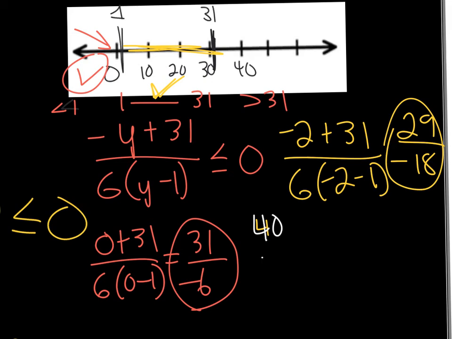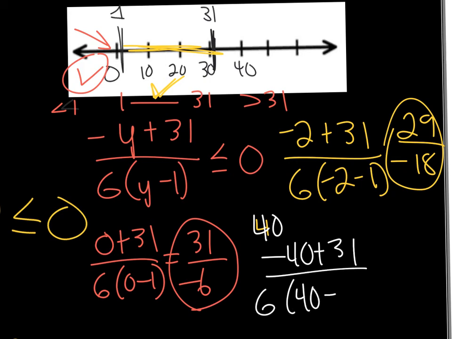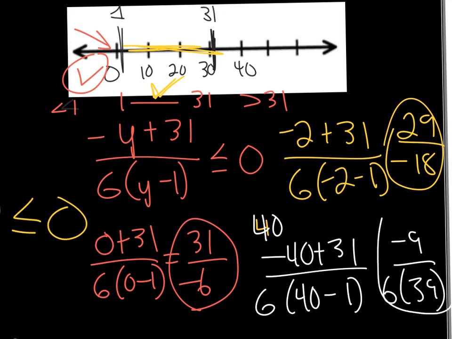So if I go negative 40 plus 31 over 6 times 40 minus 1, that is going to give me negative 9 over 6 times 39. I don't care about the number. I care about if it's positive or negative. That's going to be negative, so all these areas are going to work. All these areas are going to check out.